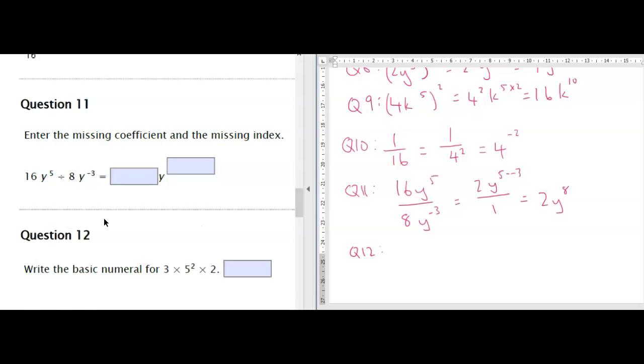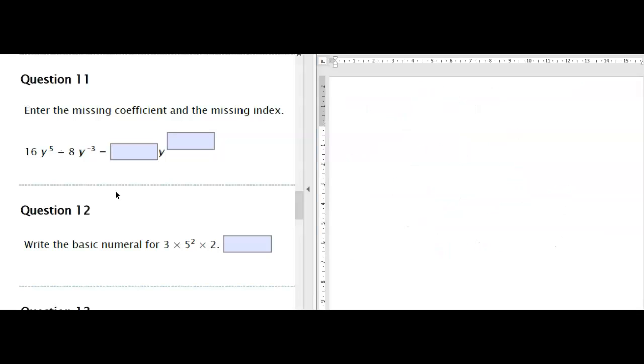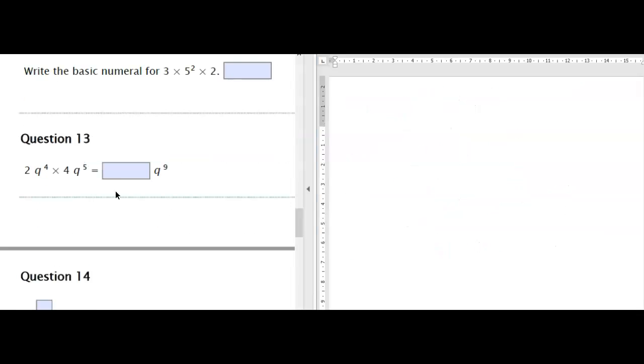All right, question 12. Write the basic numeral for this. So we've got 3 times 5 squared times 2. So 5 squared is 25. So 3 times 25 is 75 times 2. So your final answer is 150. All right, question 13. Just scroll up a bit.